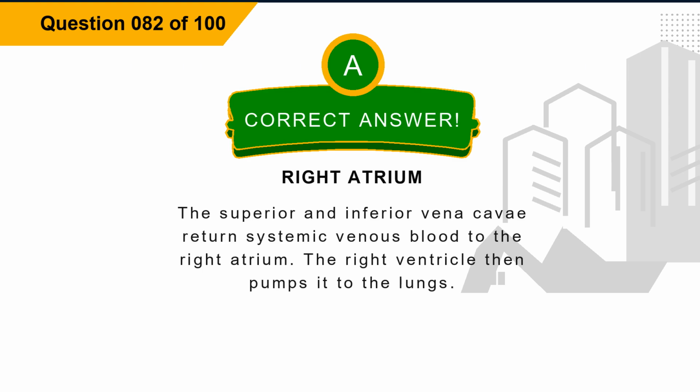Explanation: the superior and inferior vena cava return systemic venous blood to the right atrium. The right ventricle then pumps it to the lungs.